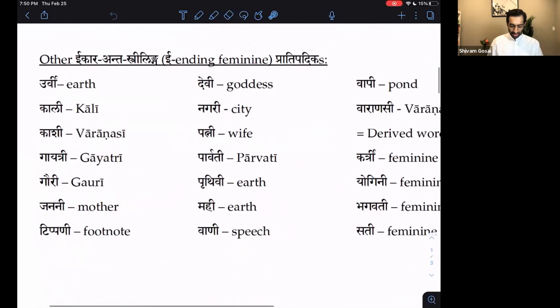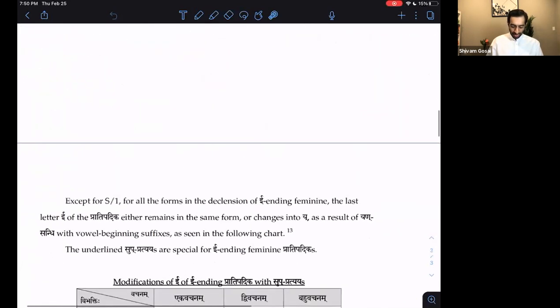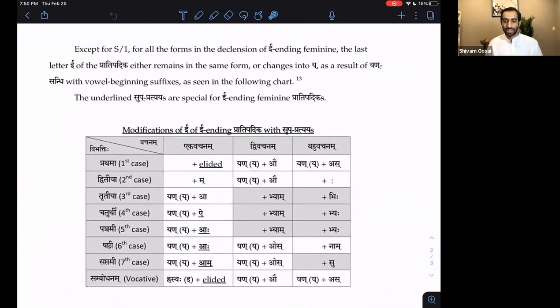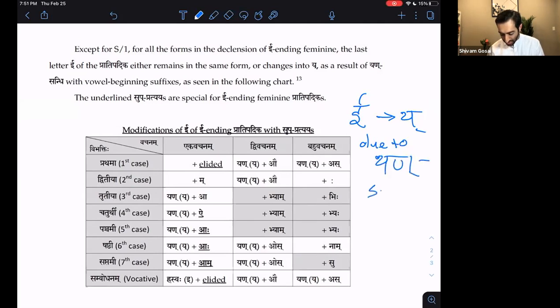Okay, before we look at the vocabulary, there's this really complicated chart, which is on the next page, page 115. It's not actually meant to be, this looks more complicated than it is. So don't get scared off by the chart. What this is basically saying is that E becomes yakara due to yan sandhi. E becomes ya due to yan sandhi, almost all across the board.